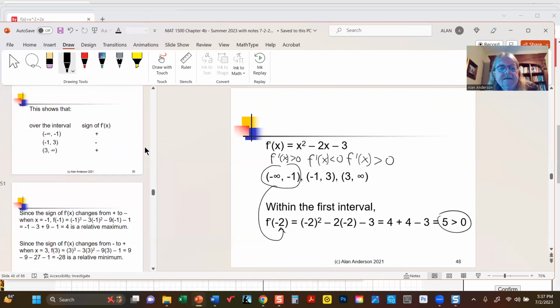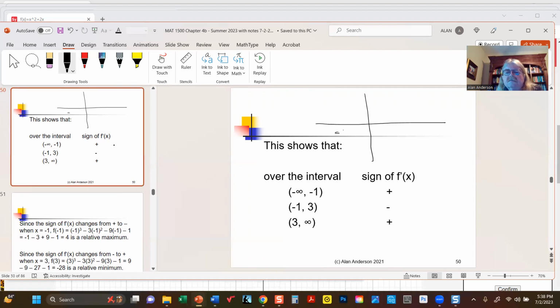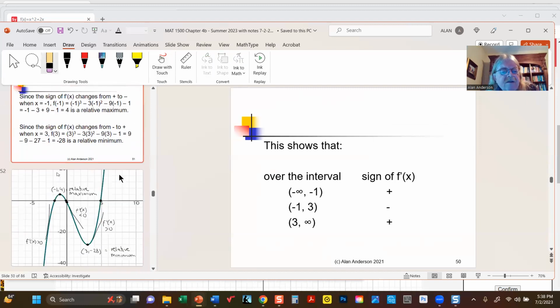All right. So this is to summarize what we just did. We went from positive to negative to positive. I don't know if it's possible to sketch this graph just with this information, so I guess I won't. But we do have a graph of it. It's right here.